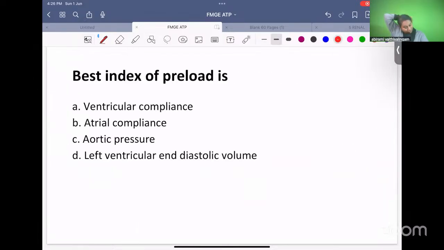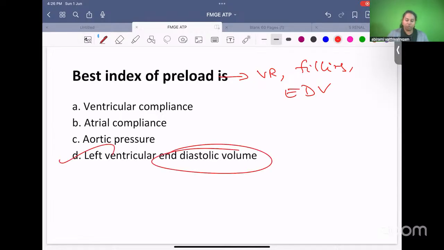Which is the best index of preload? What is preload? Preload means venous return, or filling, or end diastolic volume. Now which one will you go with? Aortic pressure is afterload. Aortic pressure is not preload. End diastolic volume, left ventricular end diastolic volume. Preload means end diastolic volume. Afterload means aortic pressure. Got it? Okay.